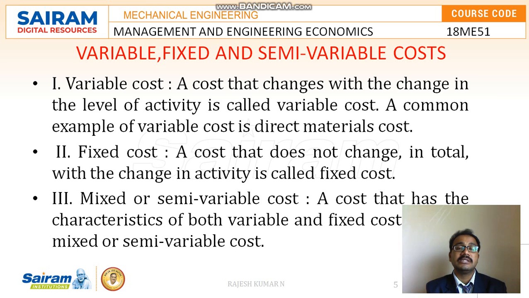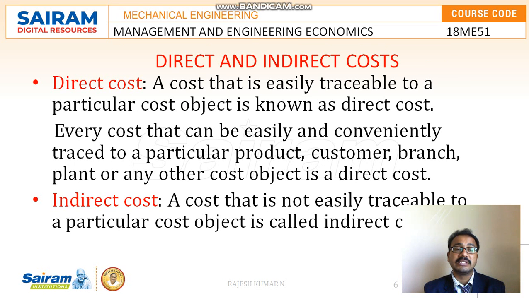Maybe that land cost is one cent is 10 lakh rupees. Maybe if I am selling it tomorrow, the land price may be the same 10 lakh rupees, or it can be 15 lakh rupees, or even there are chances the value of the land also may come down. Instead of 10 lakh rupees, it may come down to 8 lakhs or 7 lakhs. So mixed or semi-variable cost is something where there will be a combination of both variable and fixed cost.